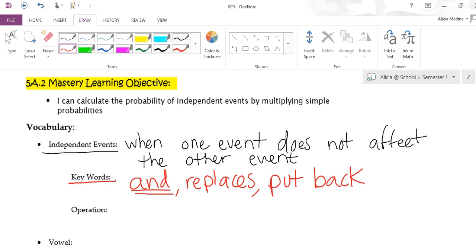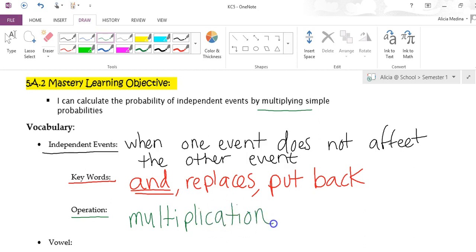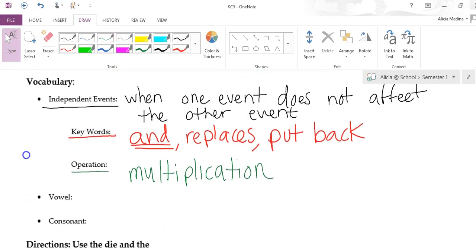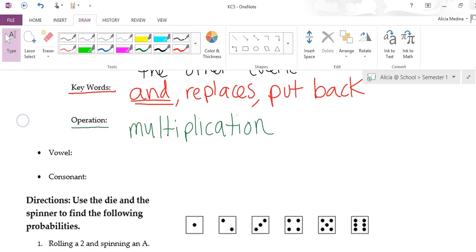The operation, so when we are solving for these, it kind of gave it away in our mastery learning objective, and I already said multiplying. So our operation here will be multiplication. Alright, so when we find these events that are independent, to figure out our probability, we will need to multiply them.